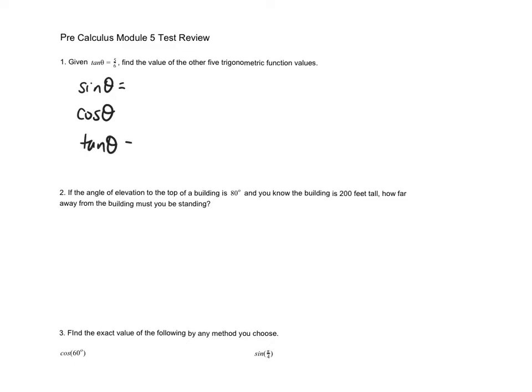Tangent theta is one we're already given, it's 5 over 6. Then remember we have our 3 reciprocal ones. We have cosecant, we have secant, and cotangent. So these are the ratios we're trying to find in this problem.